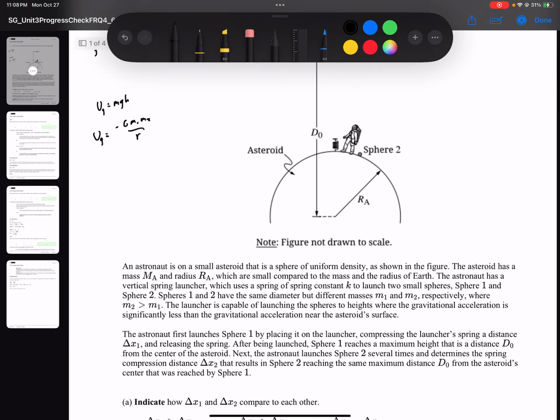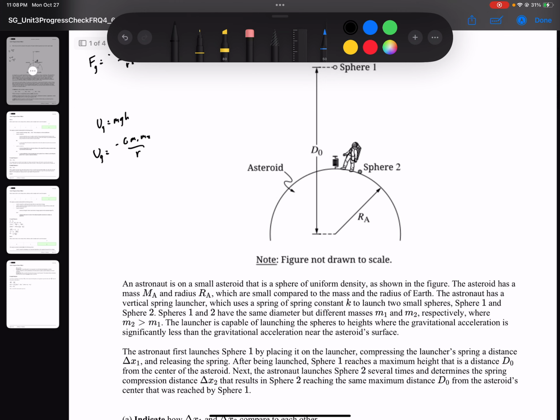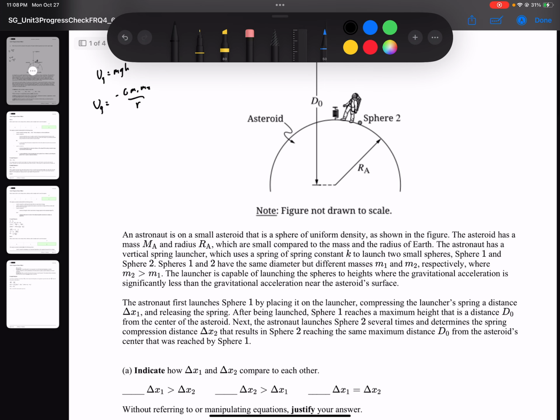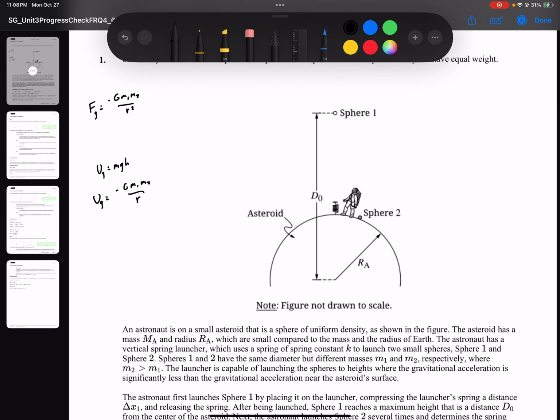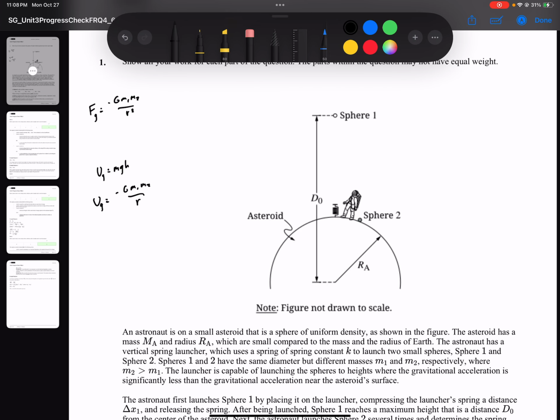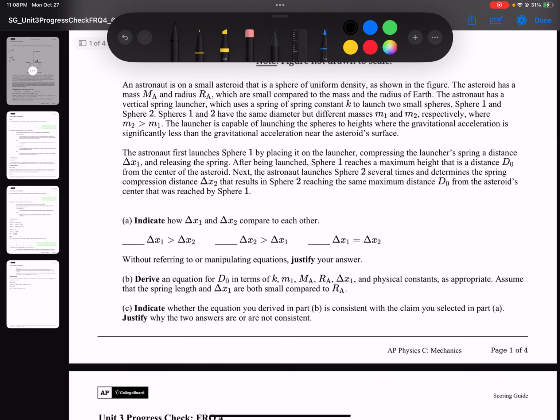So basically, the idea with this one is that you have some compressed spring. You're launching these 2 different spheres, and one sphere is heavier than the other. However, they reach the same distance from the center of the planet. So I have sphere 1 and sphere 2. What this is saying is that sphere 2 reaches the same maximum distance from the asteroid, but he compresses the spring a different amount, such that sphere 2 reaches the same maximum distance. So it's asking, how does delta x1 compare to delta x2? Well, if m2 is greater than m1 and m2 reaches the same max height, right?